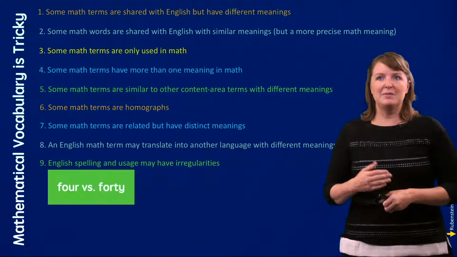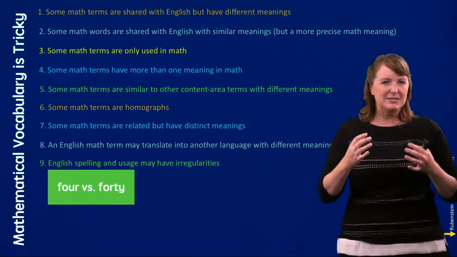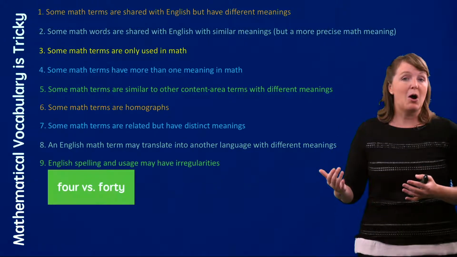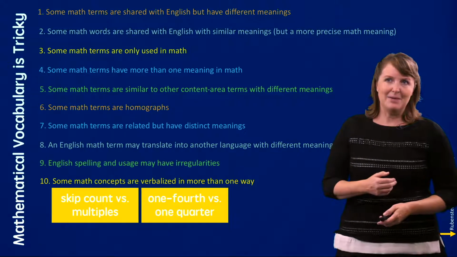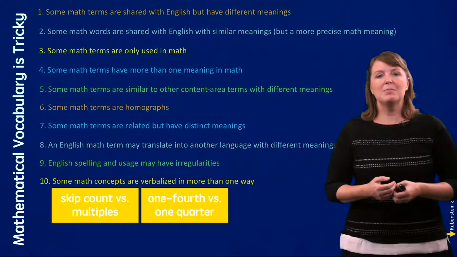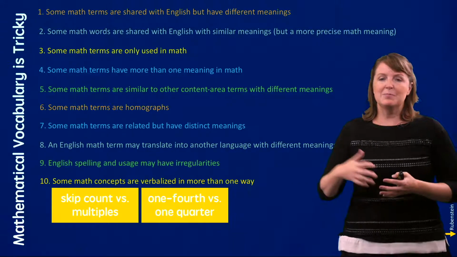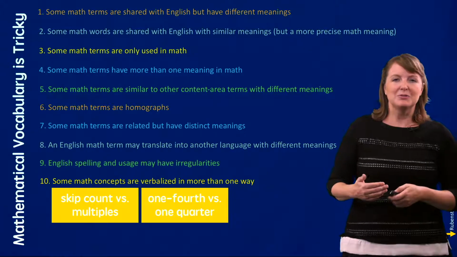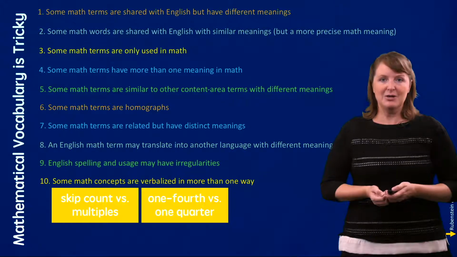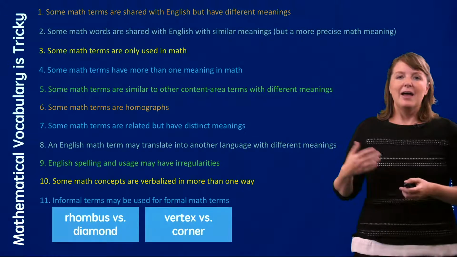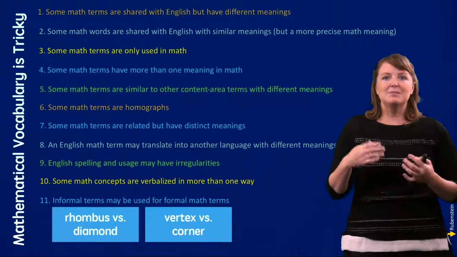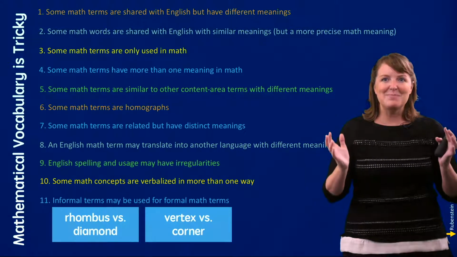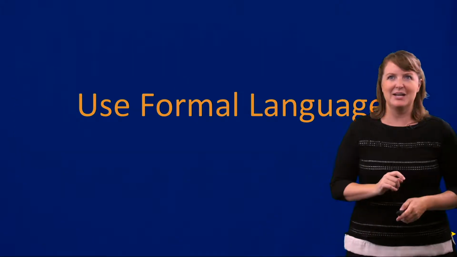Math vocabulary can be tricky because there might be different ways to spell things that are pretty similar. So for example here, what is the difference between F-O-U-R and F-O-R-T-Y? There are some math concepts that we might talk about in different ways. So for example, one teacher may ask you to do some skip counting. Other teacher may ask you to work with multiples. Those are the same thing, but we're using different language to explain these different concepts. And math vocabulary can also be tricky because many times we use informal terms for what we mean for formal things in math. And I'm going to talk about that on the next few slides.